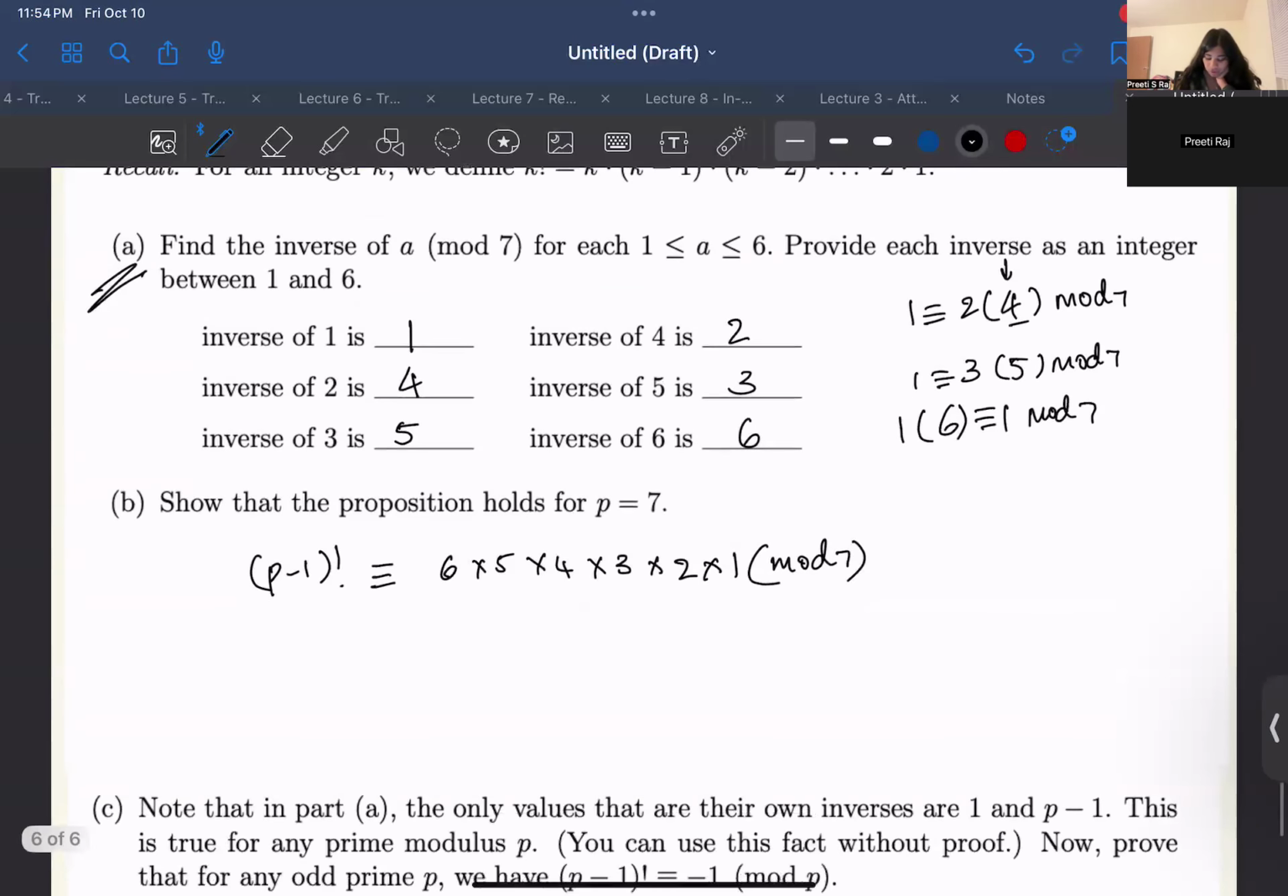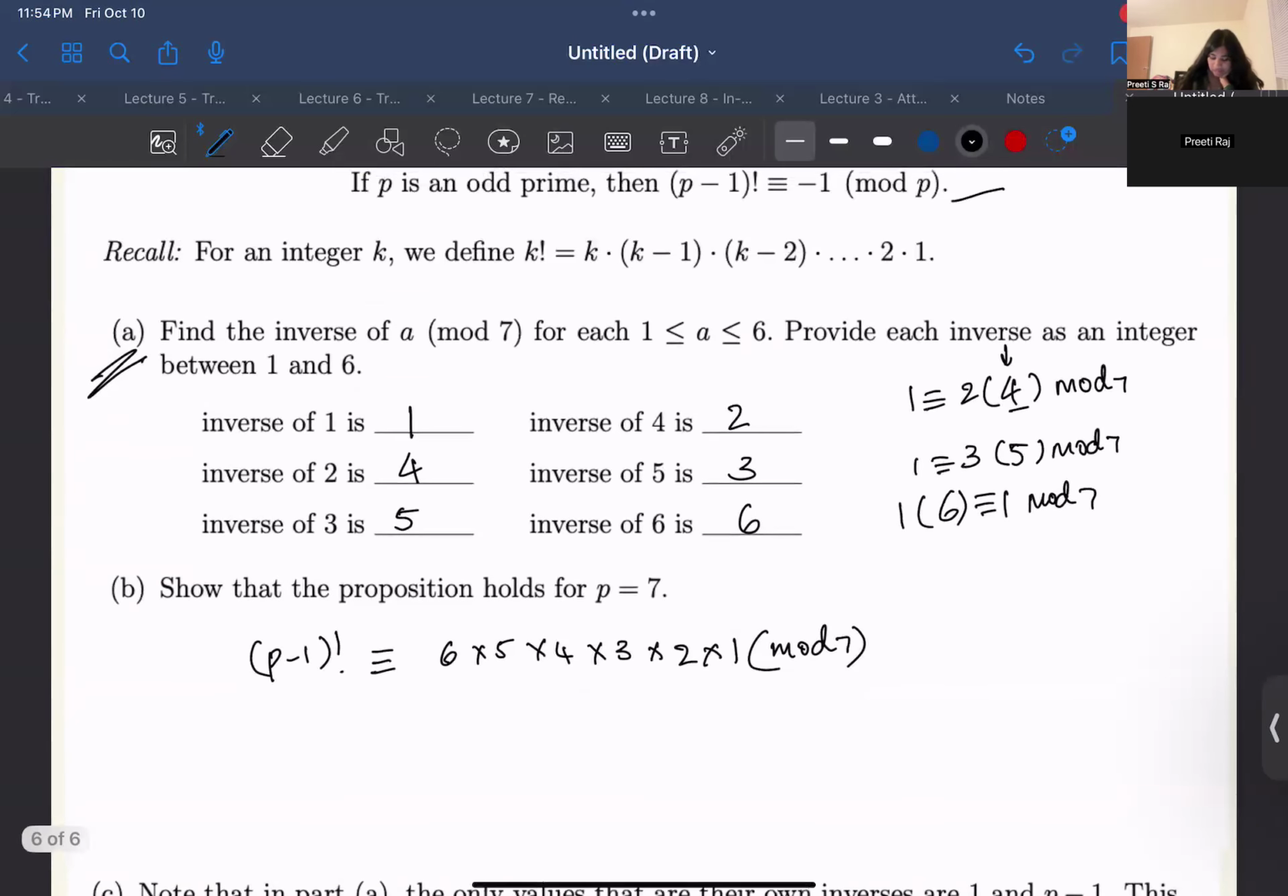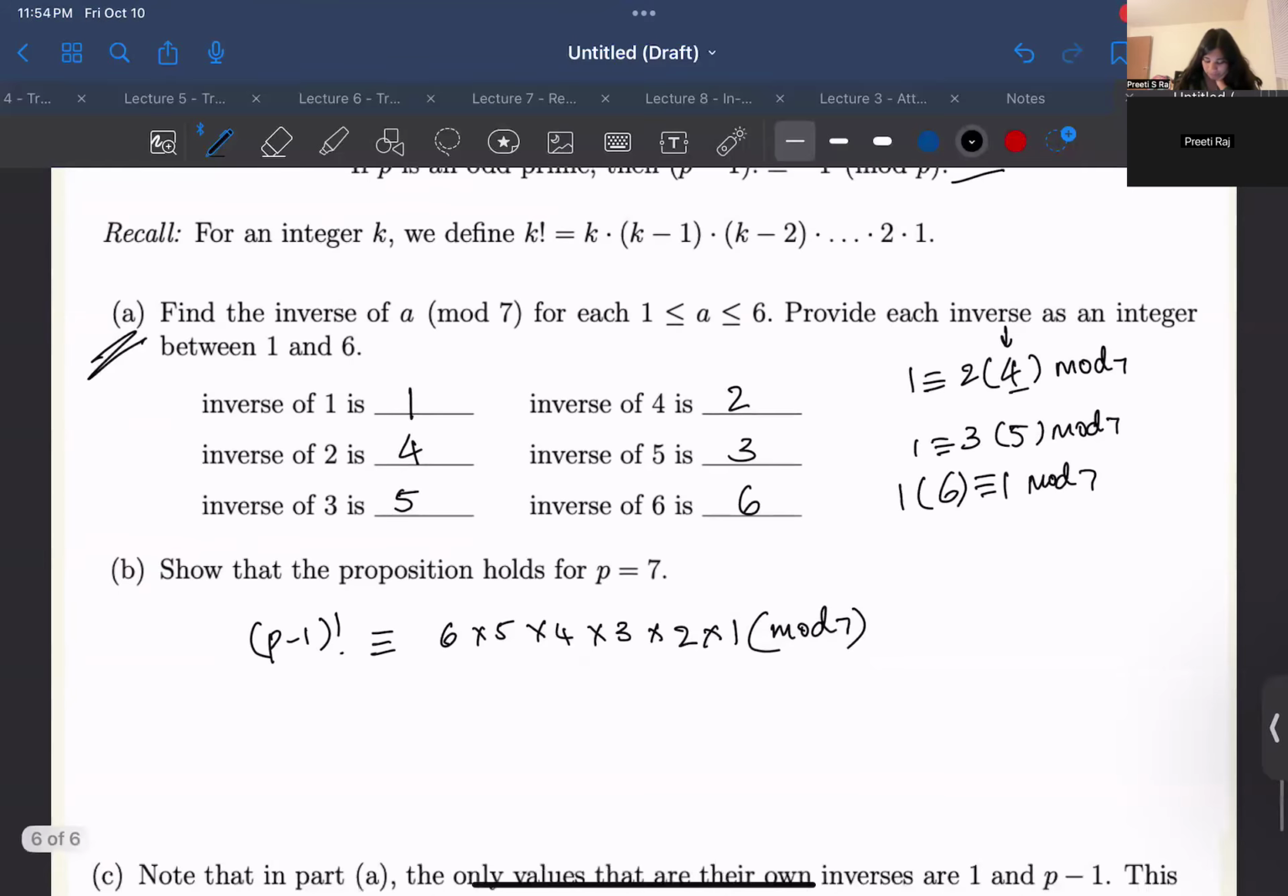So I know that the inverse of 2 is 4, right? So if I multiply 2 and 4 under mod 7, that must simplify to a 1. And similarly, if I multiply 3 and 5, that must be a 1 again. Okay, so we can use that information.